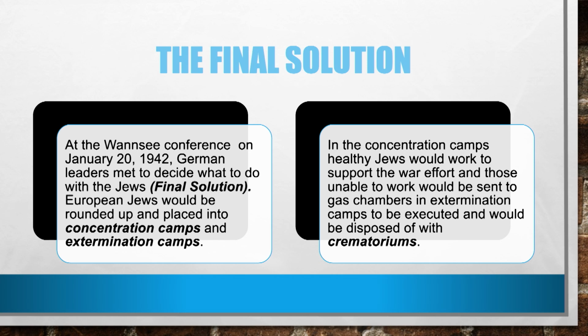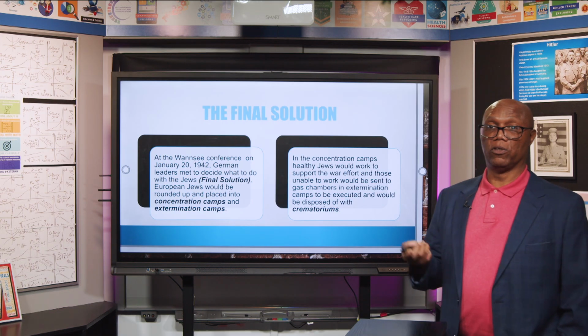What the final solution identified was two things. Number one, we can place them in concentration camps. All the ones that are healthy and are able to work to support the German war effort, to make weapons and supplies, they could go to concentration camps. But if they were children, in some cases, or if they were feeble, if they were old or sickly, then they, of course, would go to extermination camps, and there they would be executed by being placed in gas chambers, and then their remains burned in the crematoriums.